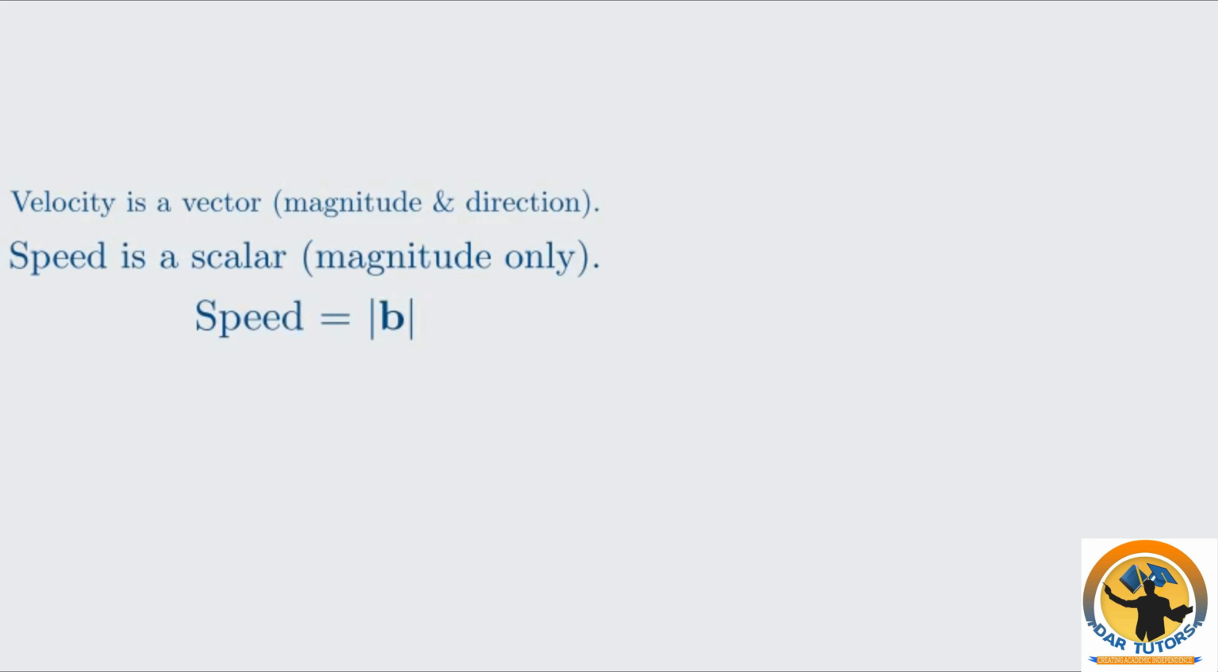A crucial distinction to remember is between velocity and speed. Velocity is a vector. It has both magnitude and direction. Speed is a scalar. It only has magnitude. The speed of the object is simply the magnitude of its velocity vector, which we write as the absolute value of b. Now that we have the framework, let's work through an example.